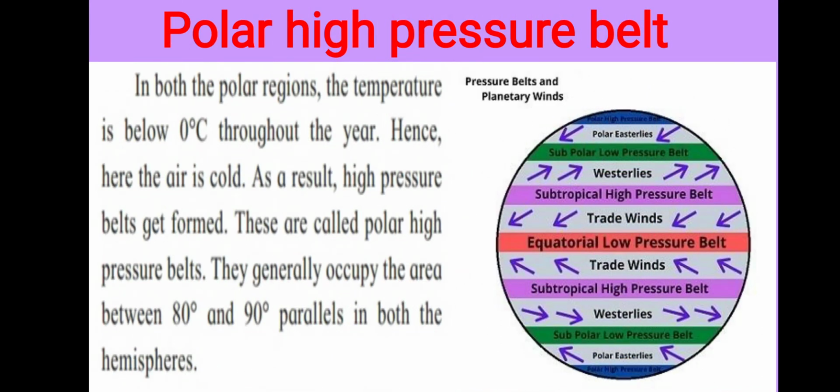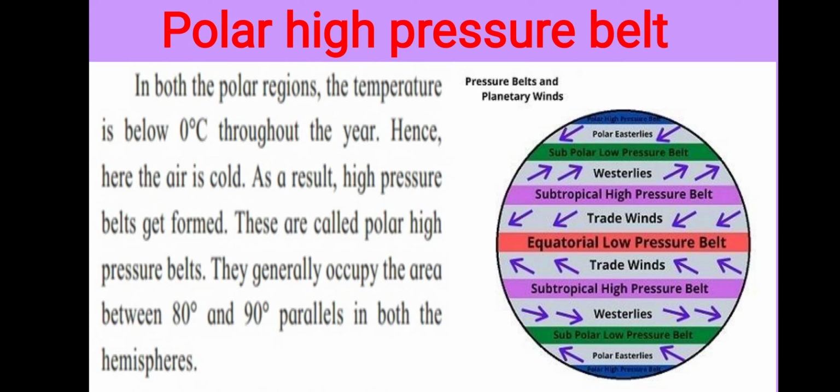Now come to the next one, the polar high pressure belt. In both polar regions, the temperature is below 0 degrees Celsius throughout the year. Everyone of you knows these things. Yes or no? The polar region is a cold region. In that region, sun rays are not able to reach. That's why the temperature of this area is below 0 degrees Celsius throughout the year.